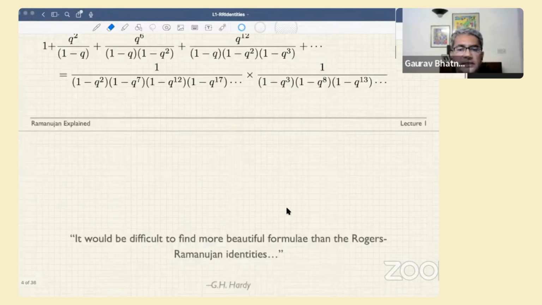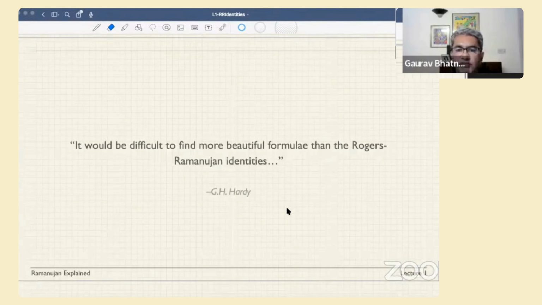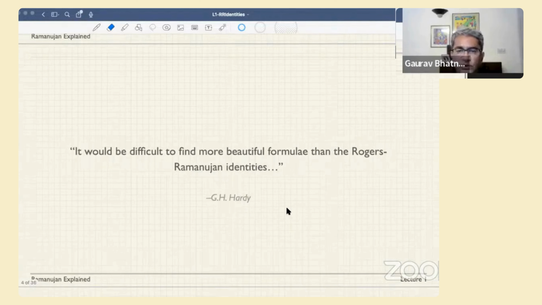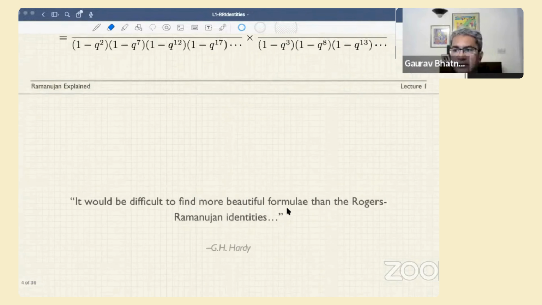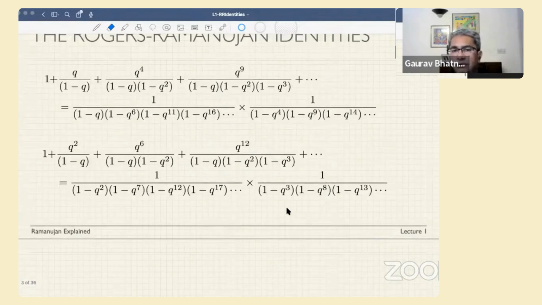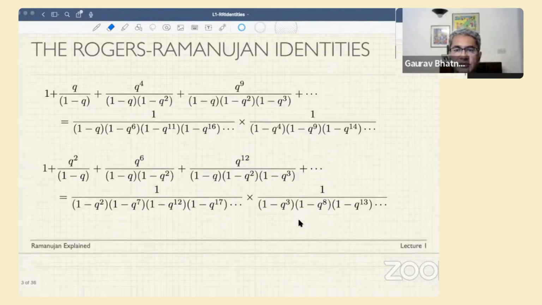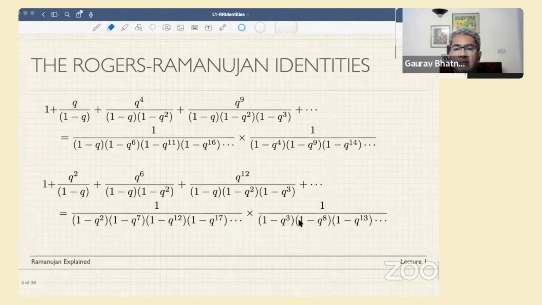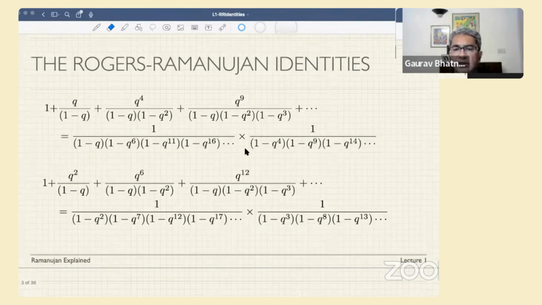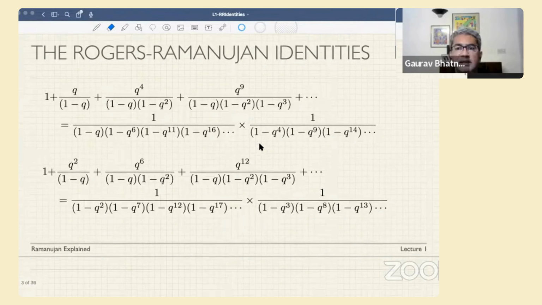Speaking about these, Hardy said it would be difficult to find more beautiful formulae than the Rogers-Ramanujan identities. These have a long history. First of all, Ramanujan sent them in a letter to Hardy, and for a while nobody could prove them. Then they found that they had been proved by Rogers 20 years ago. Several proofs followed, and now there are hundreds of proofs, which we won't get into. But today's objective is how one could discover such identities.